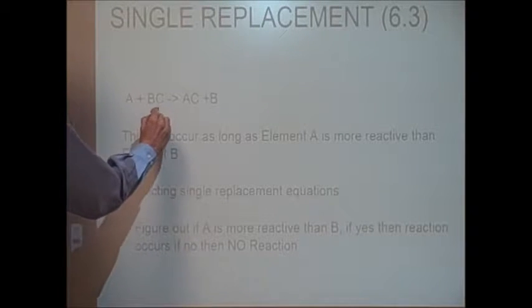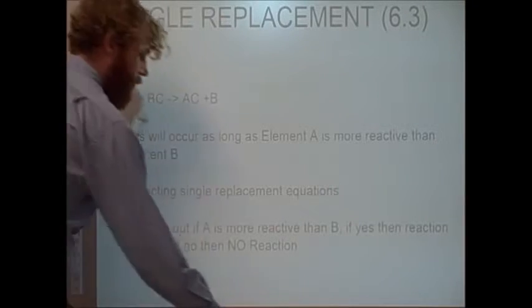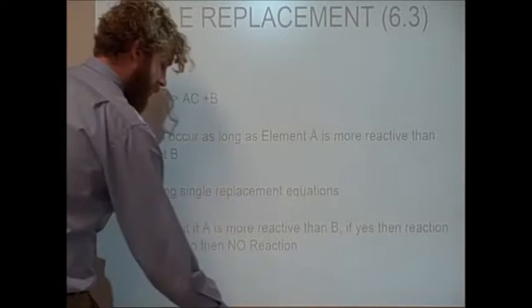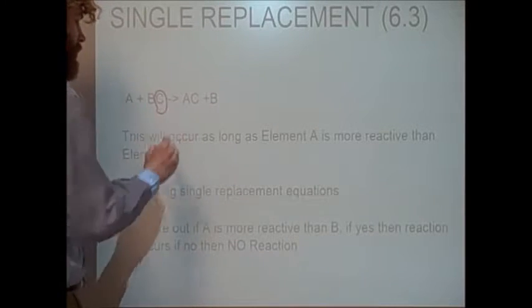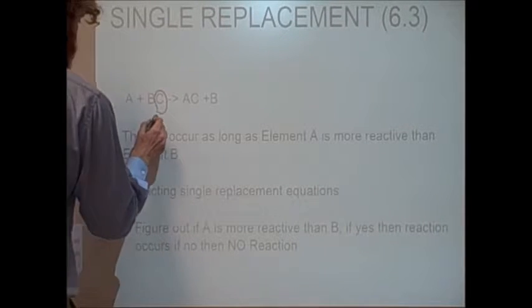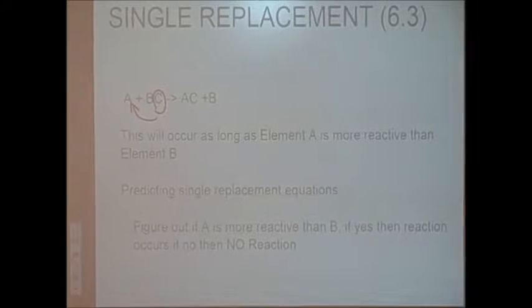So over here, we have our nonmetal C. I guess it could be a metal too. But C's with B, showing up to the party. C realizes B is not that good looking, but element over here, A, is super attractive, super reactive. So we have an old switcheroo.